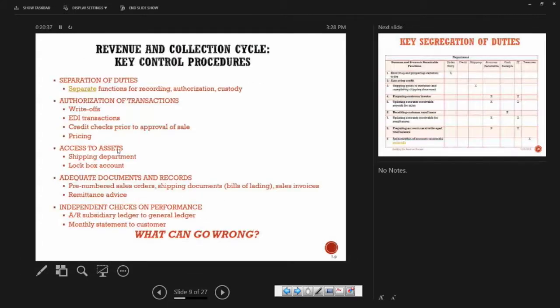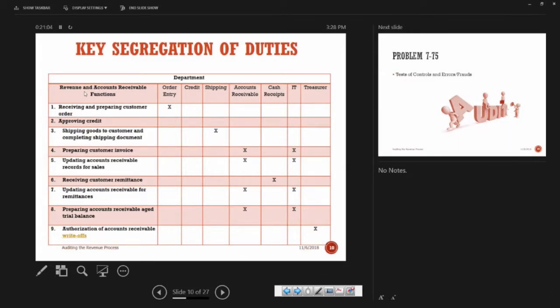Key control procedures, right? Remember from the COSO framework, we have five types of control activities. And those activities are going to be the general type of activity, and then the actual detailed control procedure the company has in place is going to be dependent on the company system. So essentially, separation of duties, right? This is what we would call a segregation of duties matrix. So across the columns, you have the different functions, and then along the rows, you have the actual activities that take place in this particular cycle.